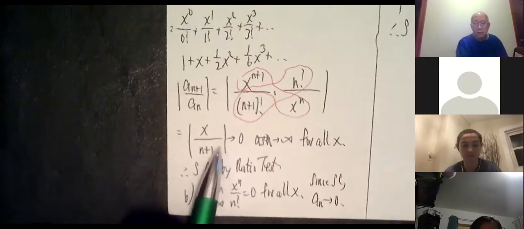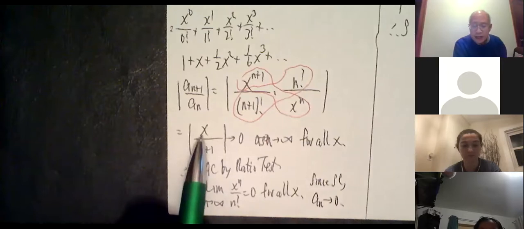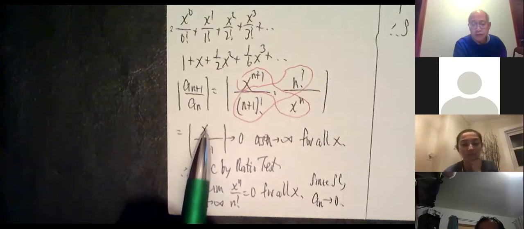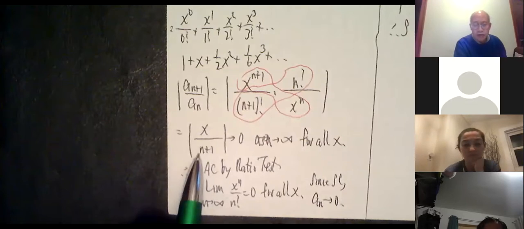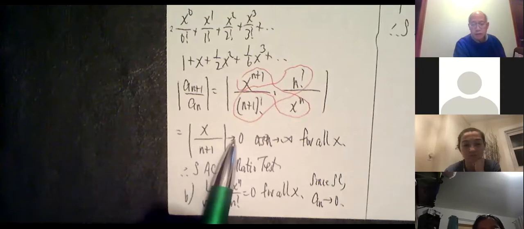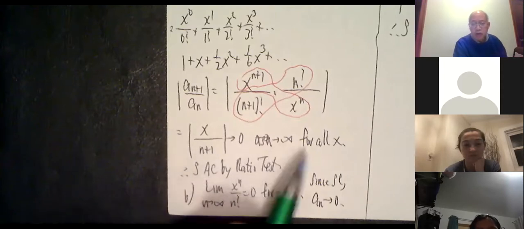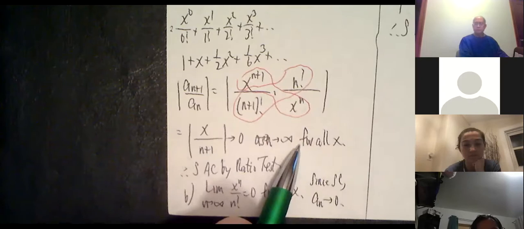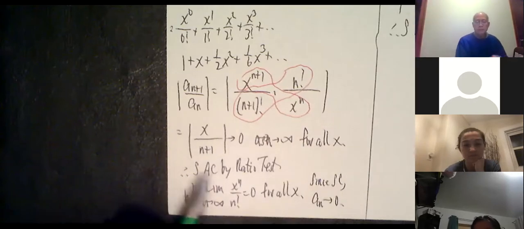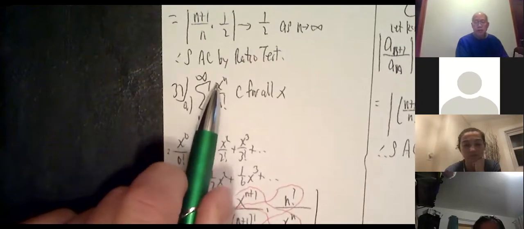Okay, and now, regardless of what x is, x can be a super big number. The main thing is that it's fixed. It's a fixed number, but n shoots to infinity. So as n shoots to infinity, this expression approaches 0 as n approaches infinity for all x. So the series is absolutely convergent by the ratio test. So here's an example where no matter what you have for x, this series converges.